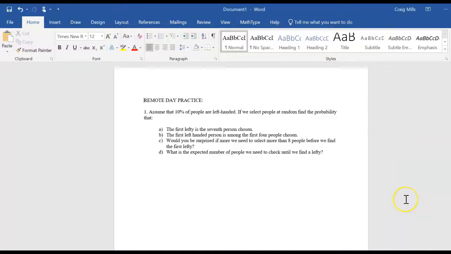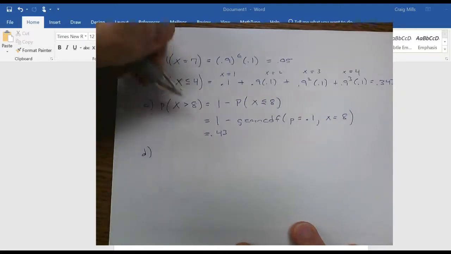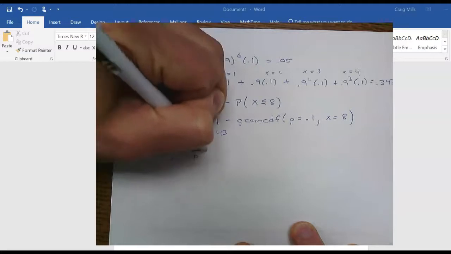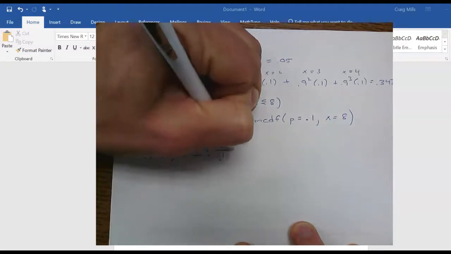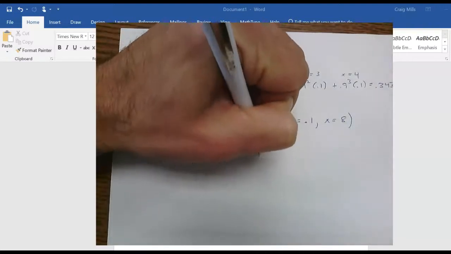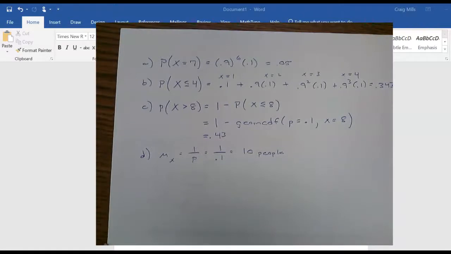Moving on to part D. What is the expected number? Expected number is just a synonym for the mean. So it's really asking what is the mean number of people that we would need to check before we find a lefty. Well, there's a formula for this. The expected value of X for geometric is just 1 divided by p. If we know that 10% of the population is left-handed, 1 divided by that, we'd expect on average we're going to have to check about 10 people before we find somebody who is left-handed.